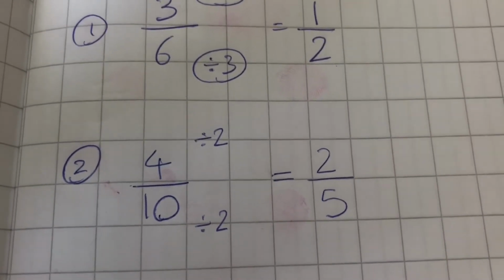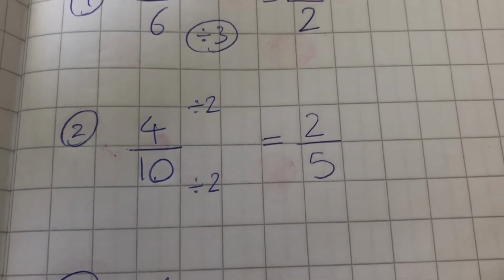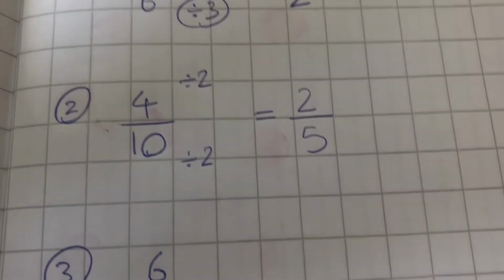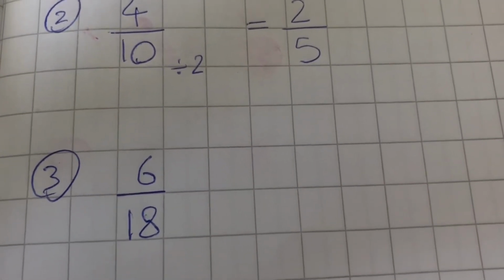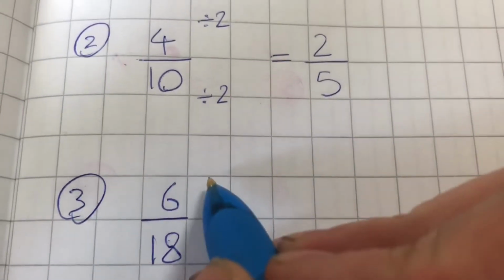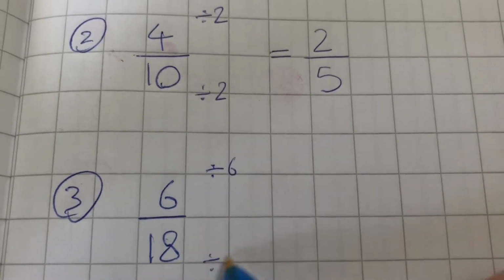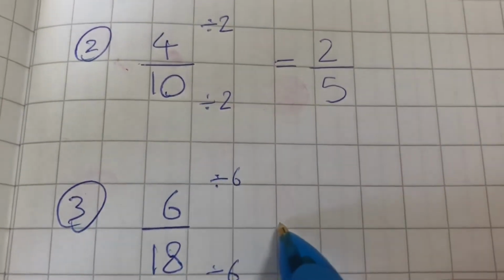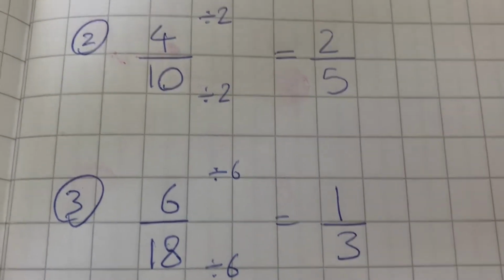Another example, if I look at 6/18, we're going to try to think of the largest possible number that goes into both 6 and 18. The largest possible number is 6, so I'm dividing the top and the bottom by 6. So 6 divided by 6 is 1, 18 divided by 6 is 3.